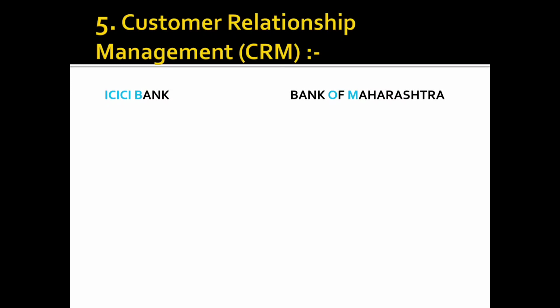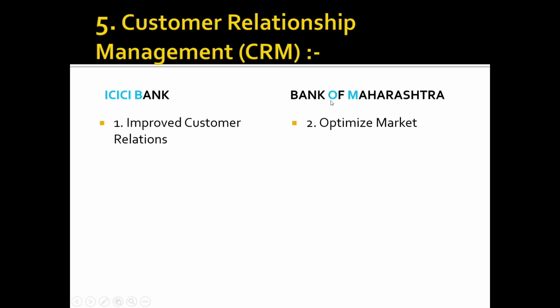So ICICI Bank said, we have improved customer relations. Okay, I see, IC, improved customer relations. And then Bank of Maharashtra said, we have optimize market. This O stands for optimize market. Okay. And I said, now say your second point, third point. Then ICICI said, the second IC, we had increased customer revenue.